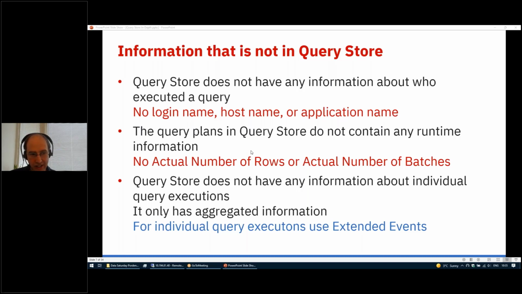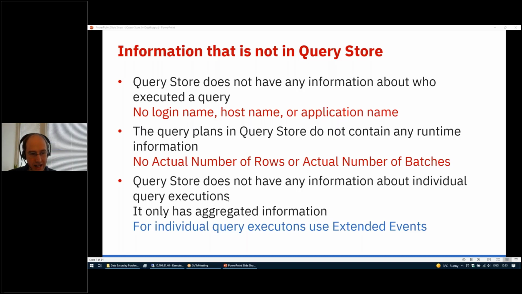Another thing is that the plans that you see in Query Store do not have any runtime information. No information like actual number of rows or actual number of batches. That's of course because the plan is only stored once, and the actual number of rows and batches and so on are of course different for each execution. So it's like the estimated plan, similar information.